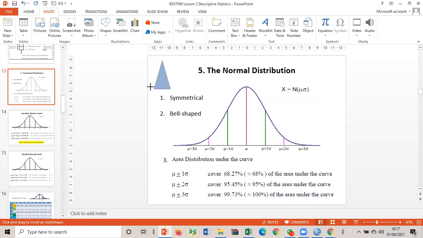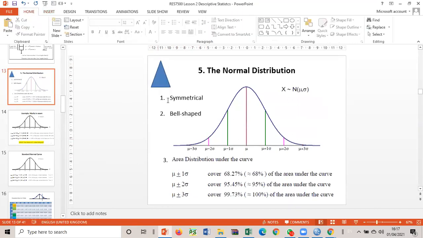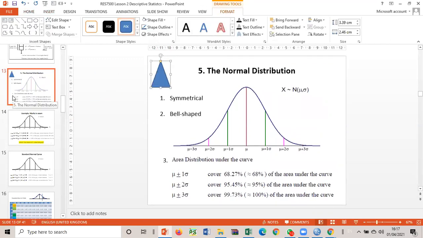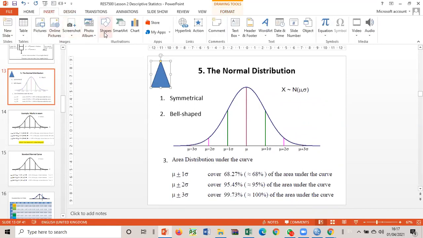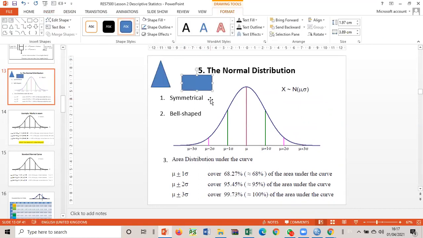Example. This figure, is it symmetrical? Yes. Is it bell-shaped? No. Then it cannot be normal. A box, is it symmetrical? Yes. Is it bell-shaped? No.